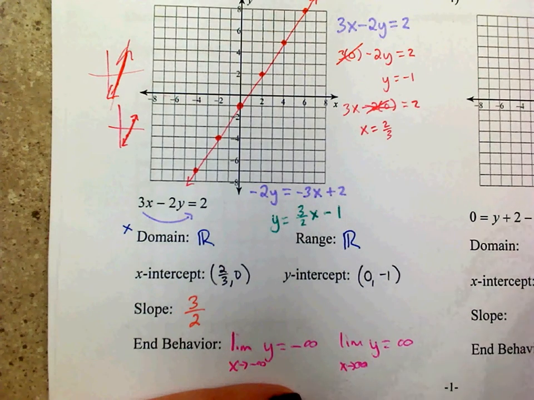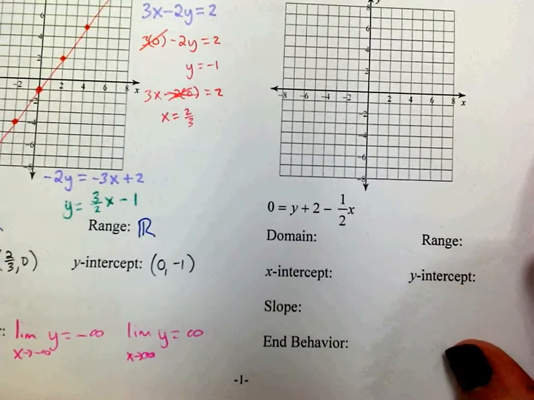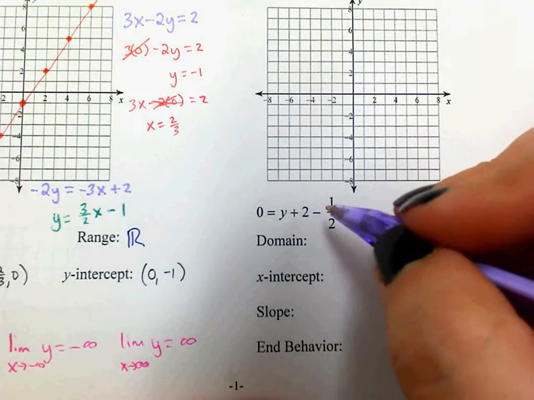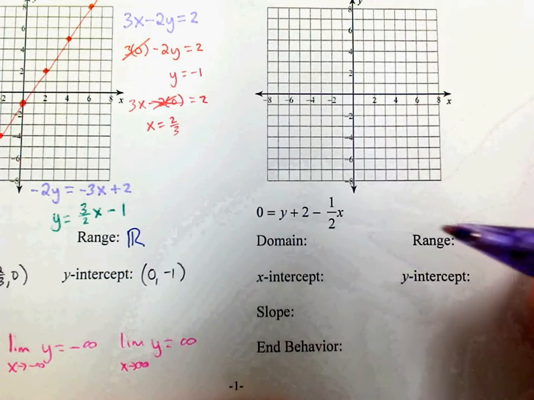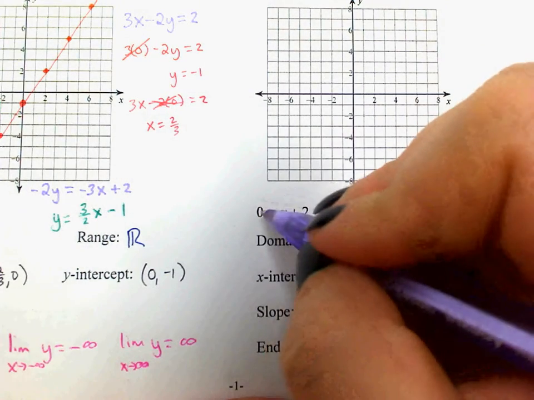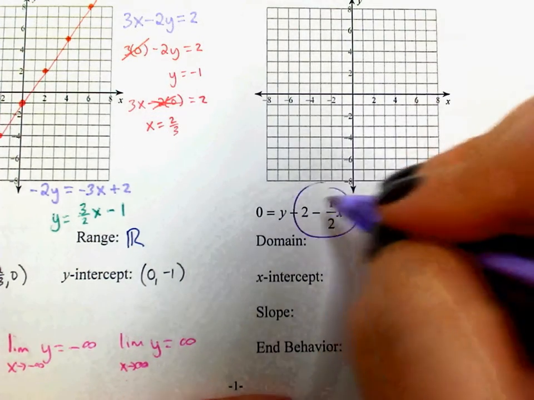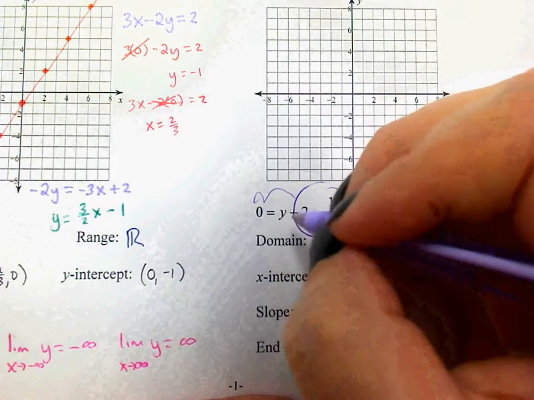One more function to graph. y plus 2 equals 1/2 x. So it seems easiest to go ahead and just solve for y. And you have a couple options. You can either subtract the y over and then get rid of the negative, or you can just move all of this to that side. So that was y plus 2, I believe.